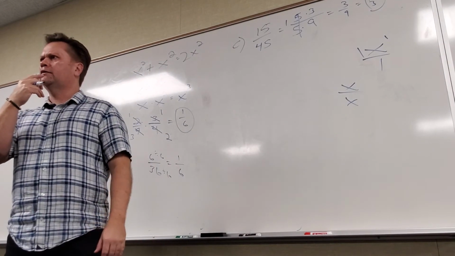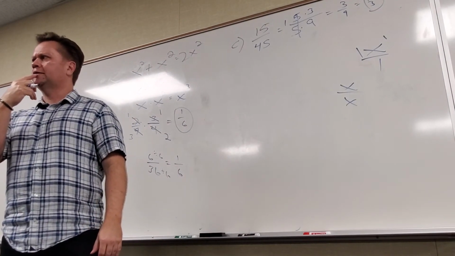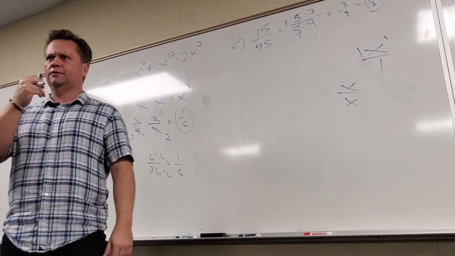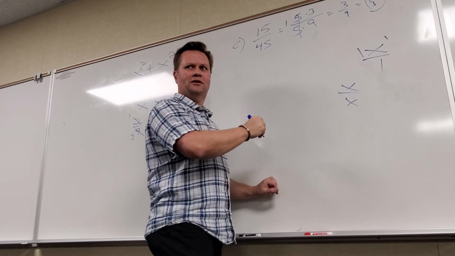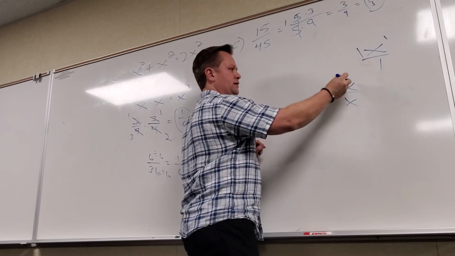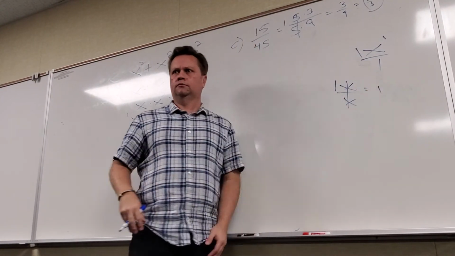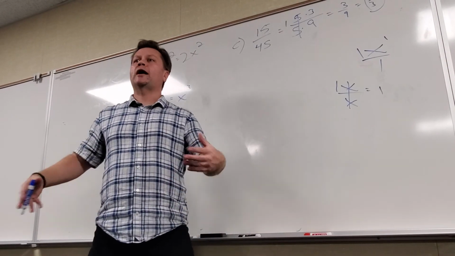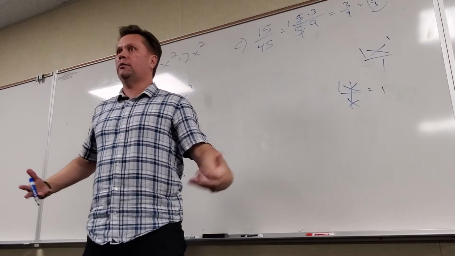What's 5 divided by 5? 1. What's 6 divided by 6? 1. So what's x divided by x? 1. Because there's an understood 1 here, right? So when the x's die, what's left? Just that 1. That's when he shows back up. When there's nobody else there, he's got to show up.